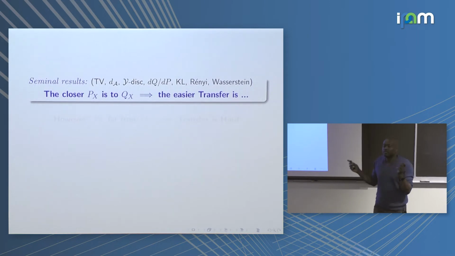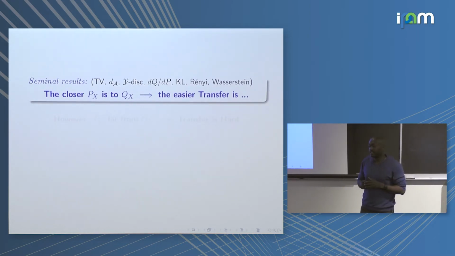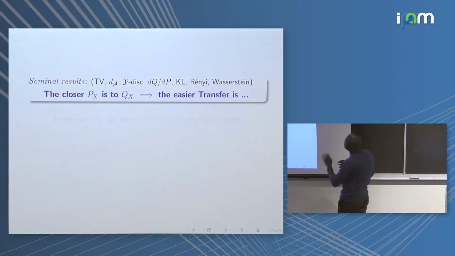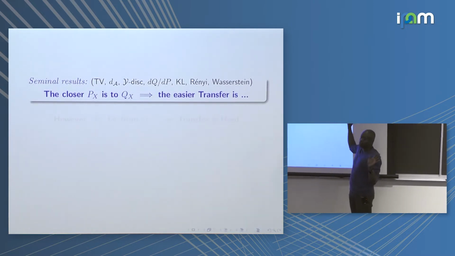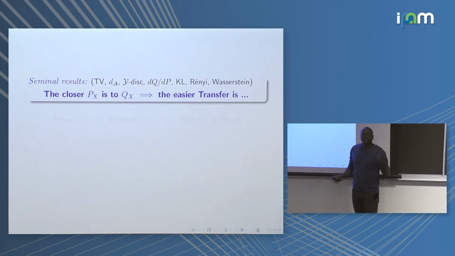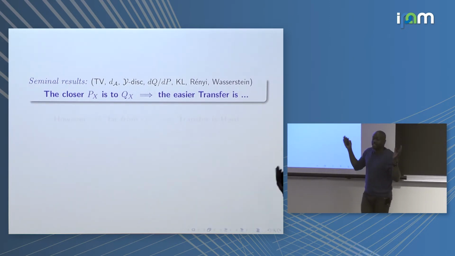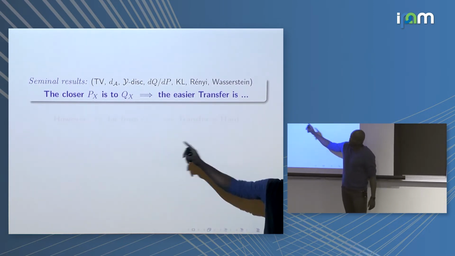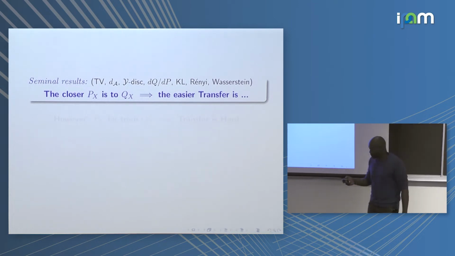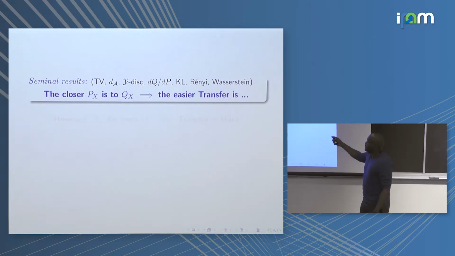Here are some of the main results that theoreticians have had about these notions. Here I'm putting down all the types of notions that people can imagine. And in fact, if you look at the vast literature on transfer, people have used all these types of notions, any existing notion of divergence or distance between distributions. The type of result they have is the following: the closer P is to Q, the easier transfer is. So that's one direction. If P is close to Q, transfer is easy. That's to be expected. It's sort of a sanity check.